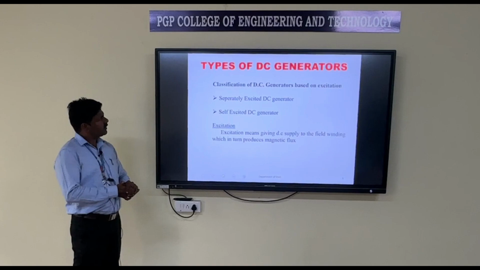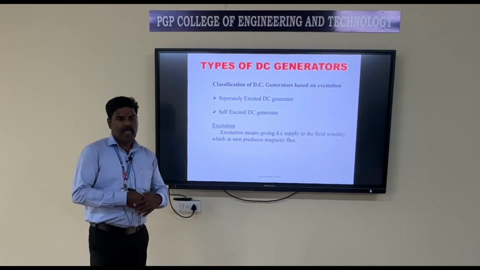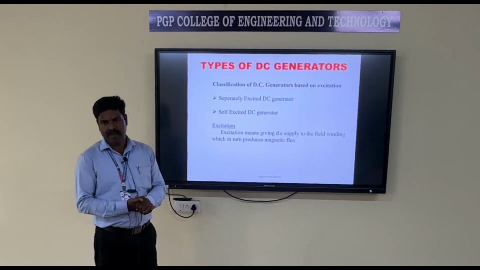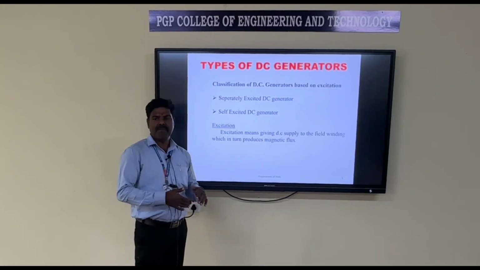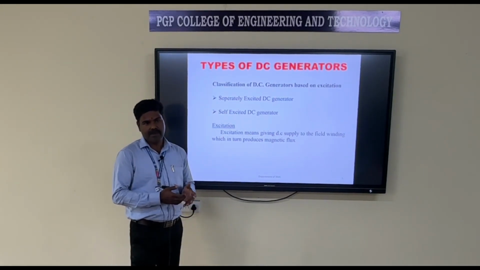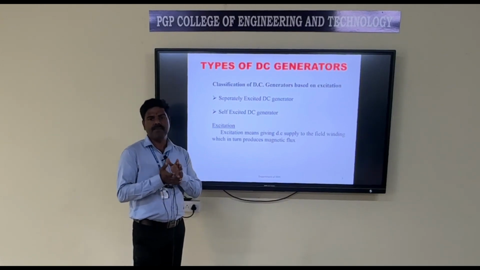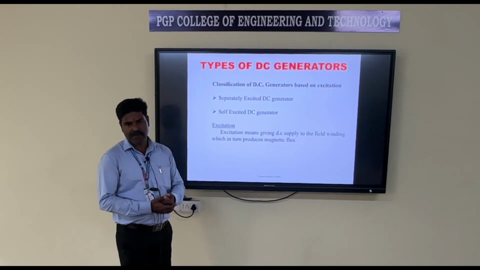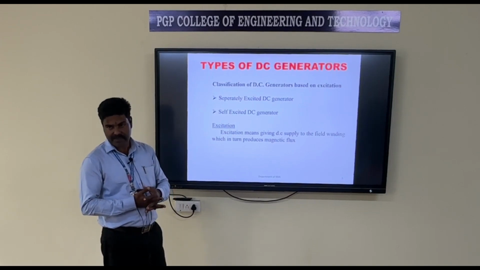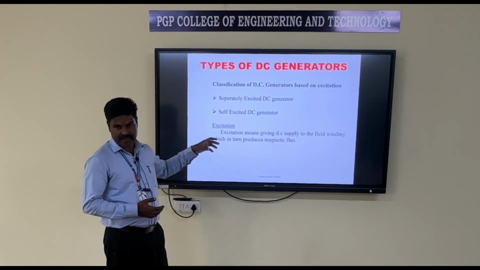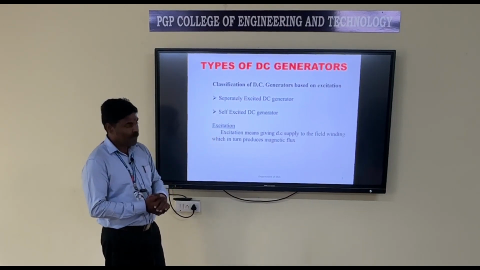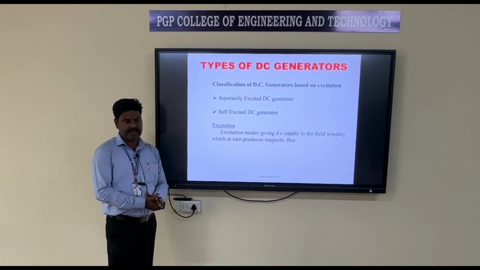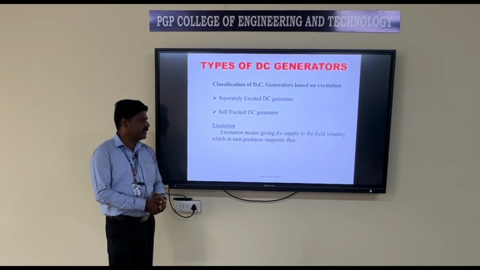Next, we discuss the types of DC generator. The DC generator can be classified according to the method of excitation. The method of excitation means the way of exciting the field winding. By giving direct current through the field winding, it produces magnetic flux. This is the method of excitation. According to the method of excitation, the DC generator is classified into two types, that is separately excited DC generator and self-excited DC generator.